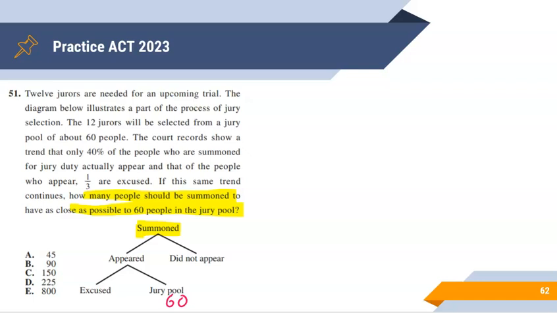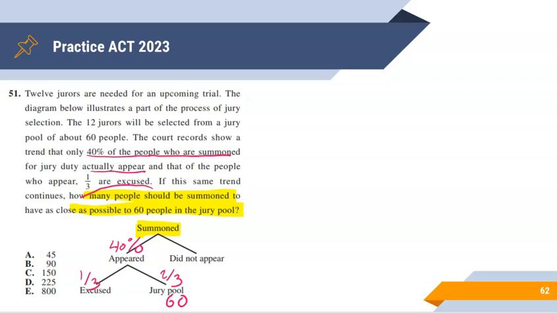Now, reading of this question, let's see. Only 40 percent of people summoned actually appear. So we know that only 40% of people that are summoned actually show up. And of those that appear, 1/3 are excused. So 2/3 are there.